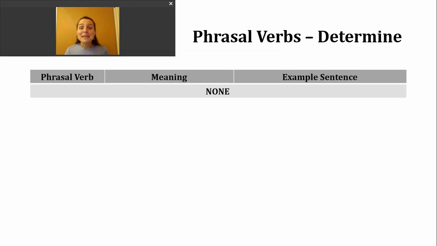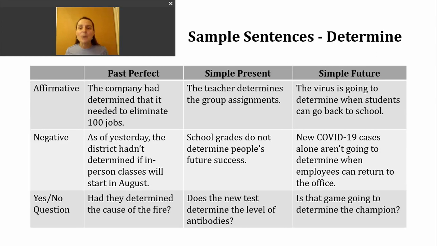You might be relieved to know that determine does not have any phrasal verbs associated with it. So there are no additional meanings for this verb. That means we can focus on practicing using this verb determine in different verb tenses. Today, we'll practice the past perfect, simple present, and simple future. Let's take a look.